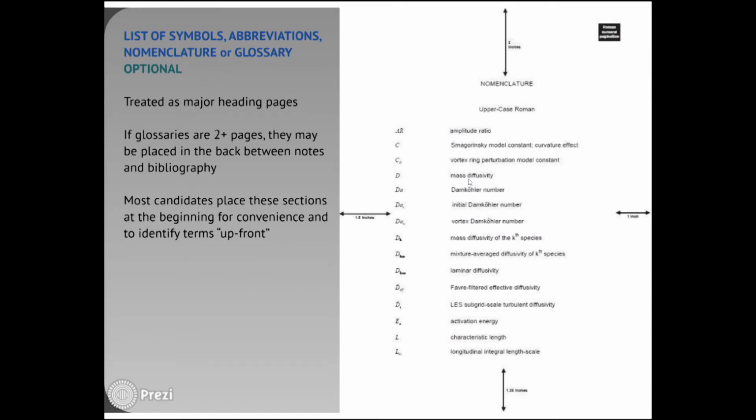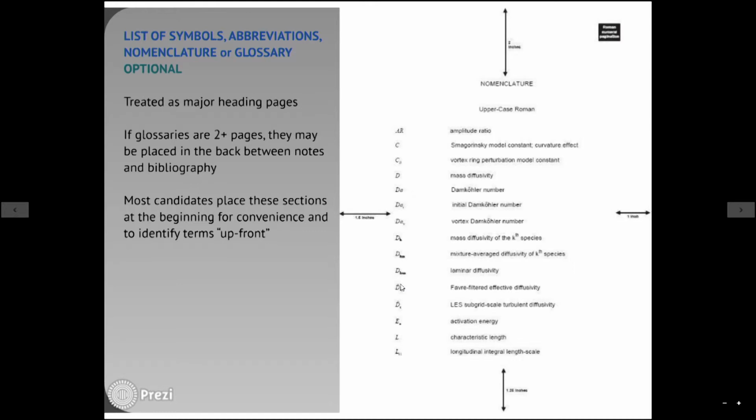In many cases, candidates do have sections like a list of symbols, abbreviations, nomenclature, glossary. What you see on the screen here is just a typical example of a nomenclature. Again, these are treated as major sections, so they will have a chapter style heading. Of course, they'll be numbered and counted like any other page. And you can set them up pretty much any way you want to do it. In this case, this individual simply alphabetized everything according to the particular term.